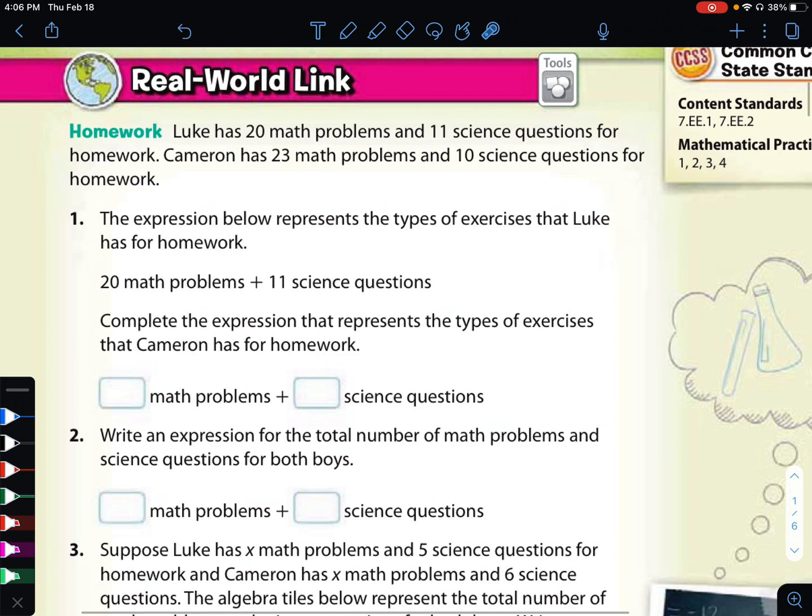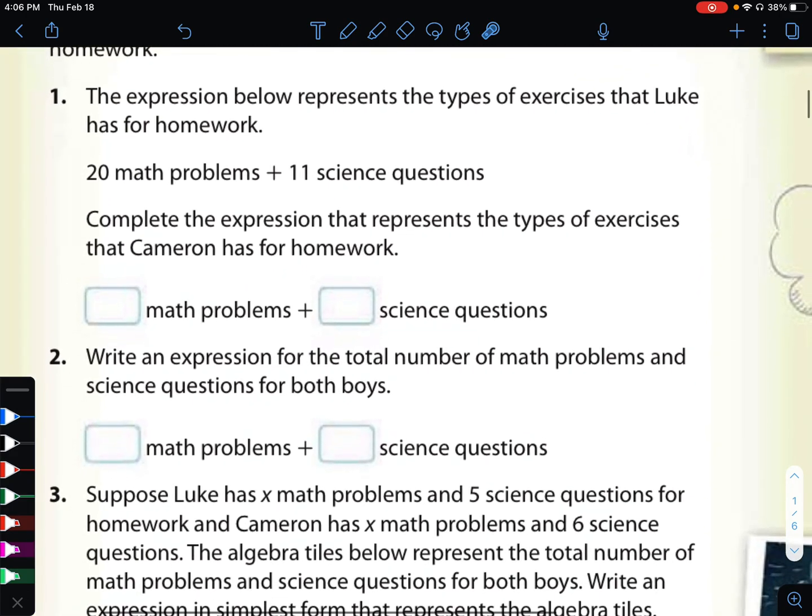Luke has 20 math problems and 11 science questions for homework. Cameron has 23 math problems and 10 science questions for homework. The expression below represents the types of exercises that Luke has for homework. So again, he has 20 math problems and 11 science questions. Complete the expression that represents the types of exercises that Cameron has for homework.